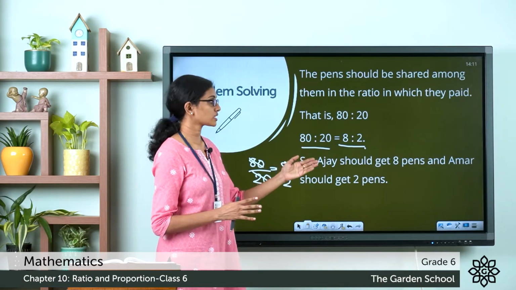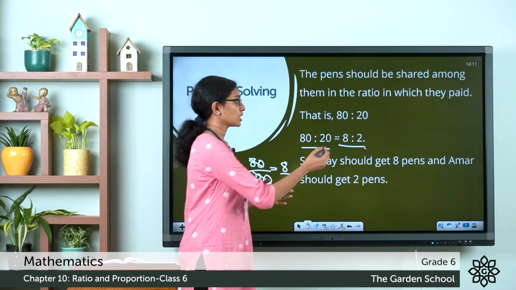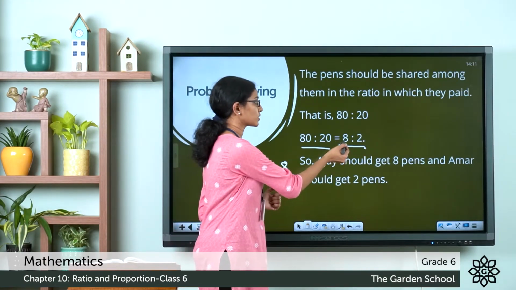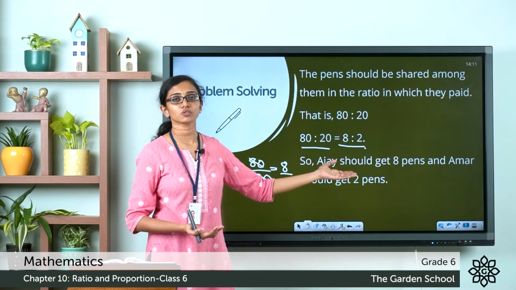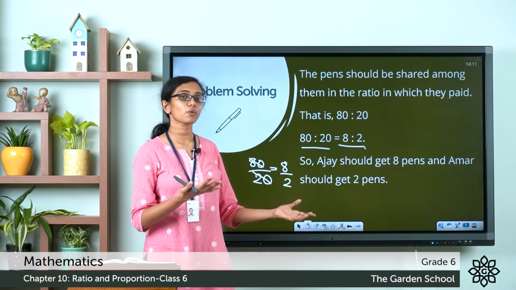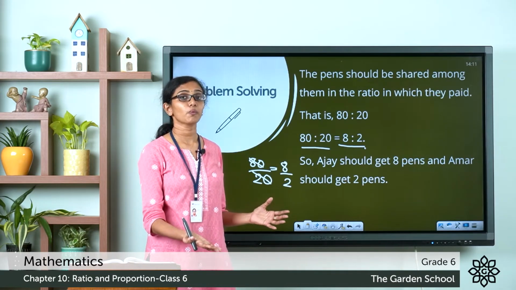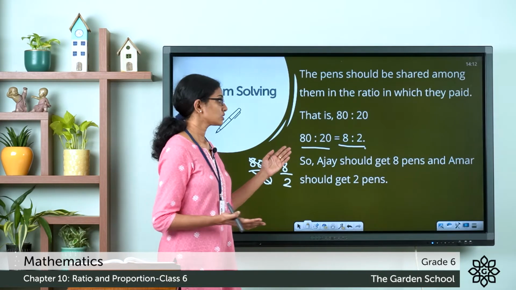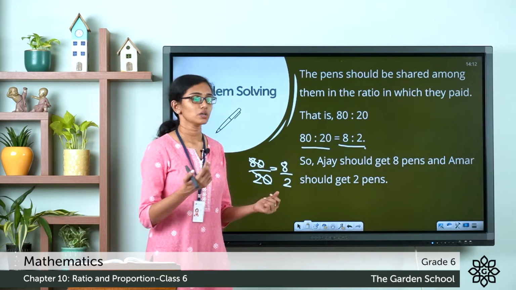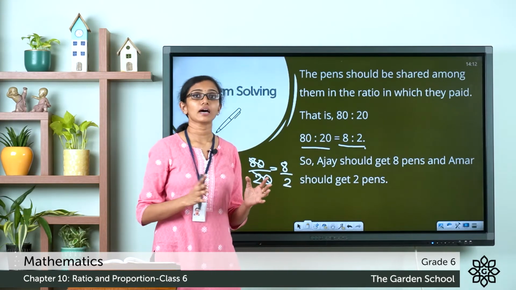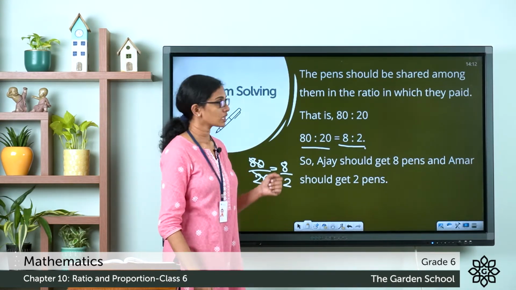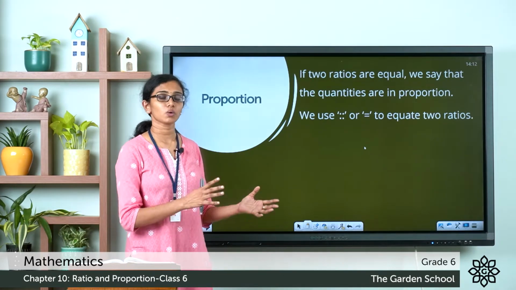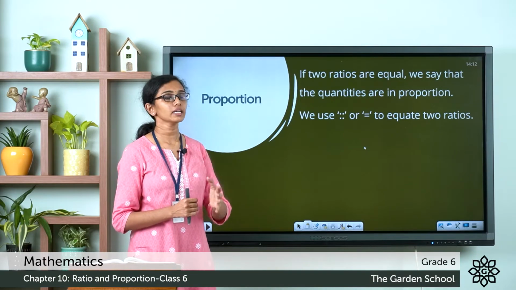So if the ratio is 8:2, it means 8 plus 2 is equal to 10. That is, if there are 10 pens in total, Ajay has to get 8 pens whereas Amar has to get 2 pens. That means the boys are getting number of pens proportional or corresponding to their payments. So, since these two ratios are equal, we can say these two ratios are in proportion. That is, if two ratios are equal, we say that the quantities are in proportion. The quantities represented in the ratio are in proportion.